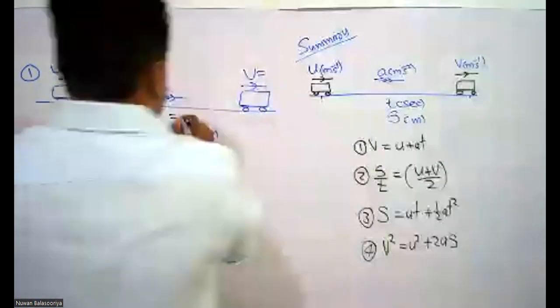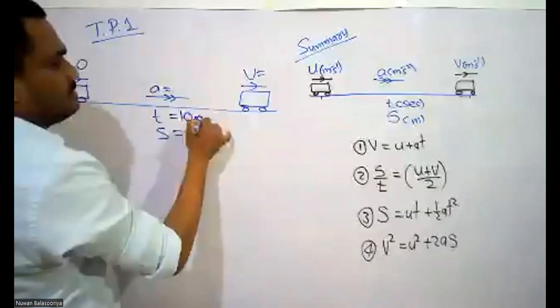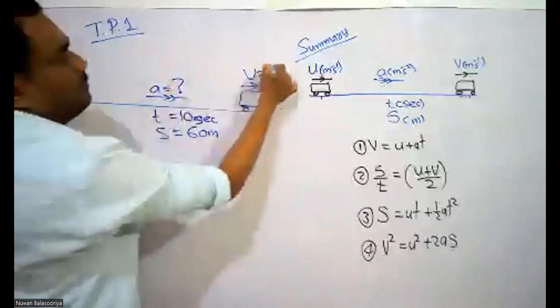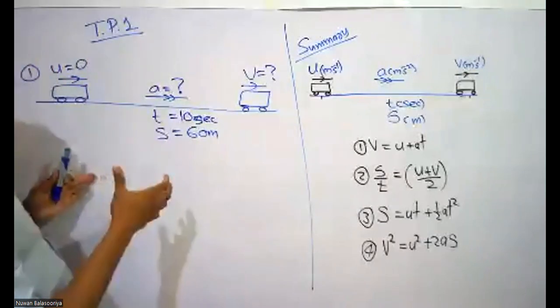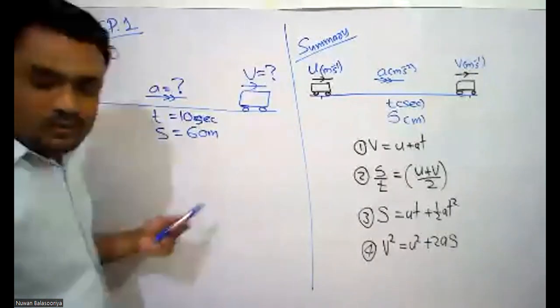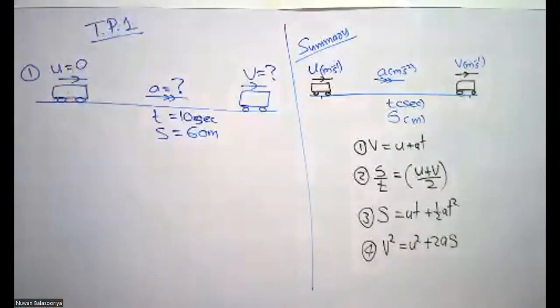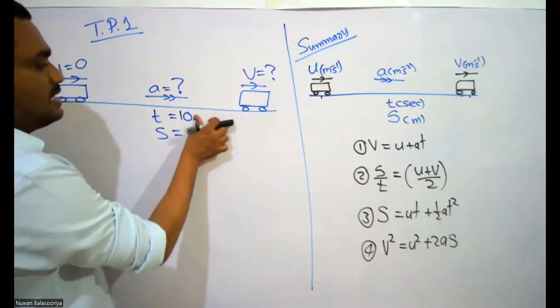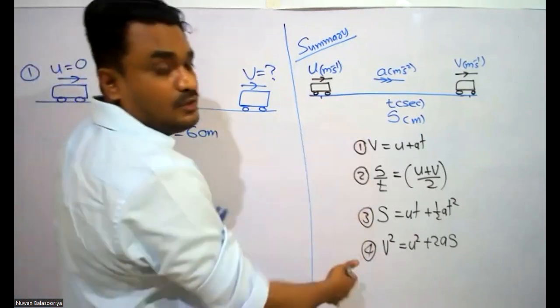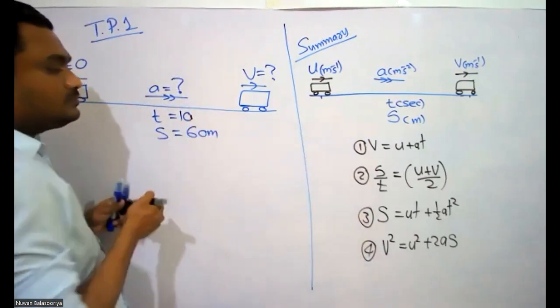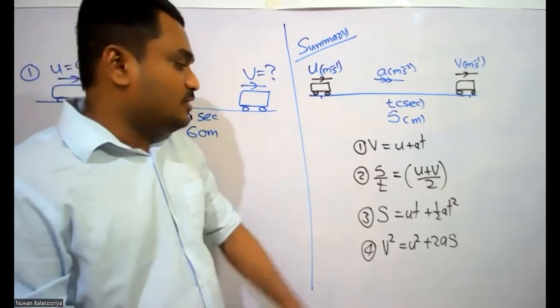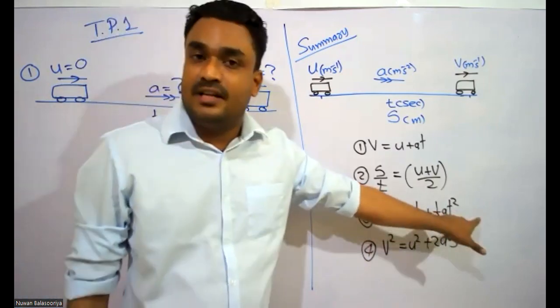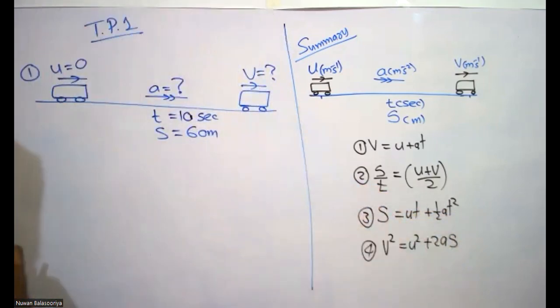So time taken is 10 seconds. Acceleration is not given. Final velocity is not given. So what is the best equation that can be used to find acceleration here? You see that displacement is given. Therefore, we should start with the displacement equation. What is the displacement equation among the 4 equations? The best displacement equation is S equals ut plus half a t squared. So let me use that equation.